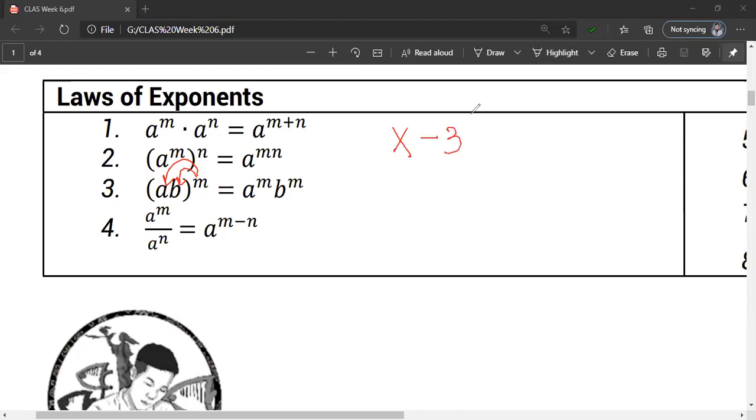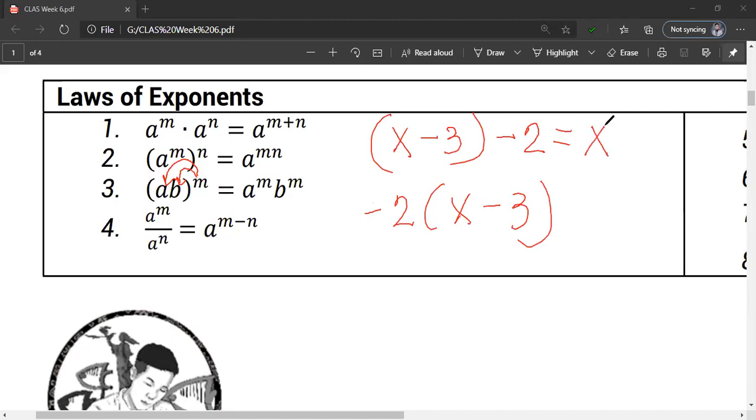Magkaiba po klase yung ganito. Magkaiba po si x minus 3 minus 2 kay negative 2 times x minus 3. Kapag ganito po yung nauna, class, ang answer po dito sa first na sinulat ko is x minus 5. Bakit x minus 5? Kasi class, ang operation in between the parentheses and the number is negative sign, not multiplication.